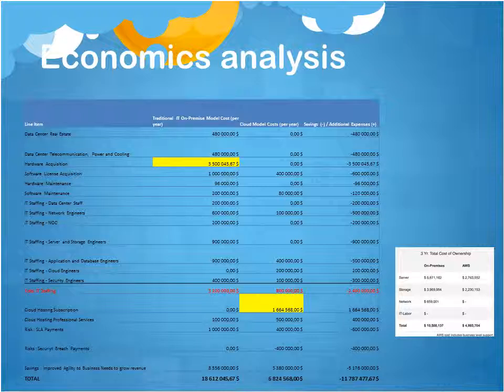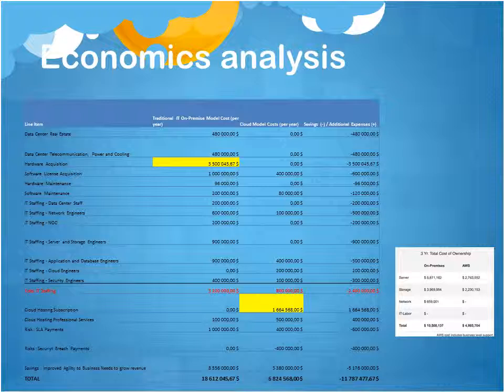And then we also mentioned improving agility to meet business needs and grow revenue. We said, okay, normally when we move into the cloud, we will be more agile in terms of releasing new products. So we have tried to give an estimate on that, which we have in this figure.